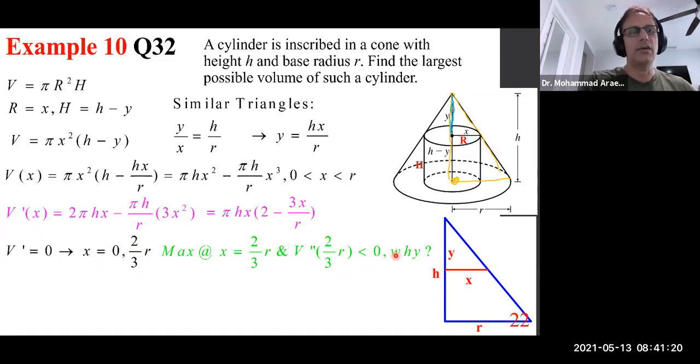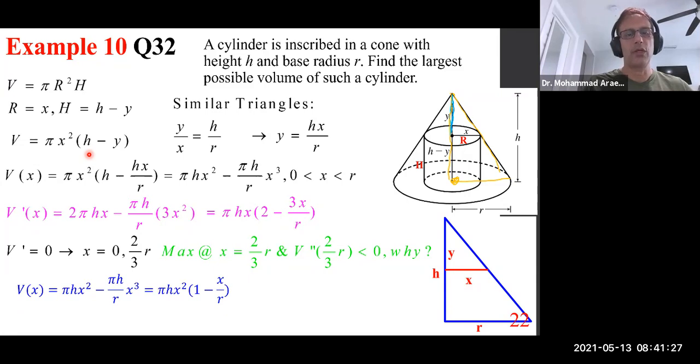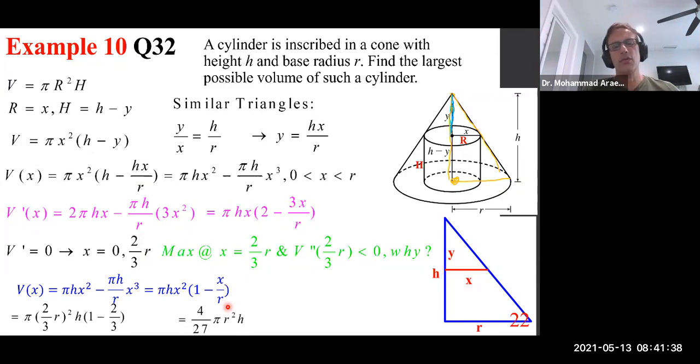As far as the volume is concerned, we can replace the x with 2/3 r to find the volume, which is 4/27 pi r squared. So again, find v double prime evaluated at 2/3 r. Show that it's negative. Find v of x, which is purely algebraic.